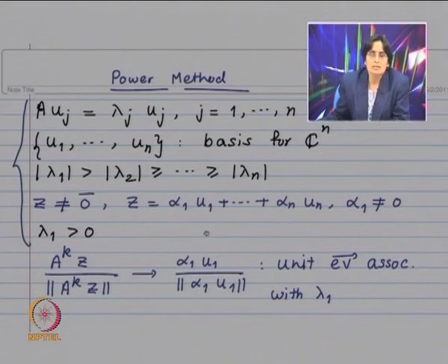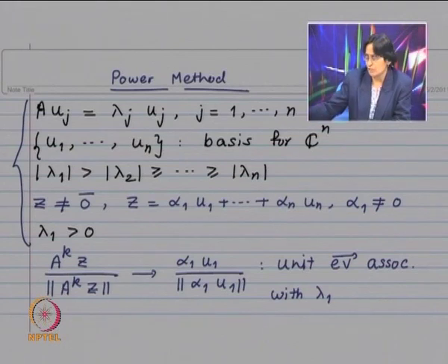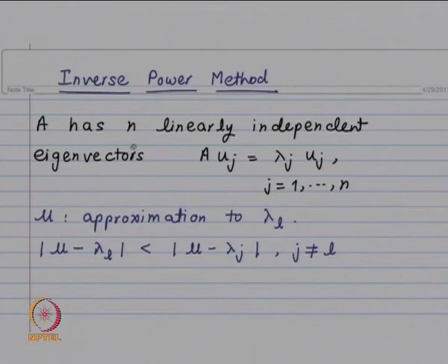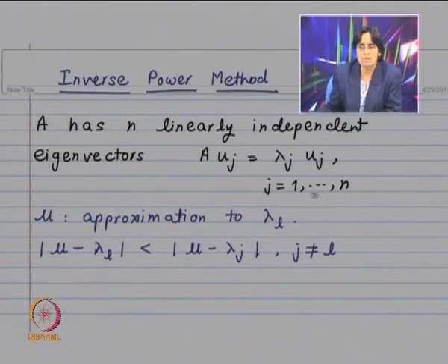Now, we want to look at an extension of this method, which will allow us to find the eigenvector associated with an intermediate eigenvalue. Again our assumption is that A has n linearly independent eigenvectors, A u j is equal to lambda j u j, j is equal to 1 up to n, and mu is given to be an approximation to lambda l, some lth eigenvalue in between. It need not be the largest eigenvalue or the least eigenvalue in modulus. Since mu is an approximation to lambda l, its distance from lambda l is going to be smaller than the distance of mu from the remaining eigenvalues. So, mod mu minus lambda l is less than mod of mu minus lambda j, j not equal to l.